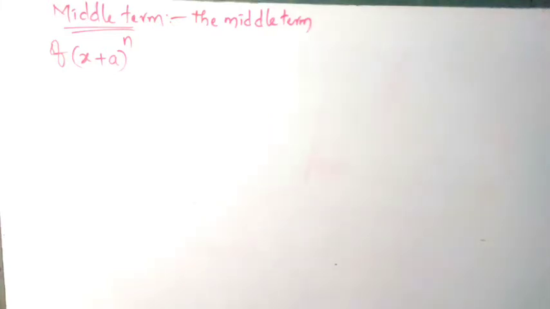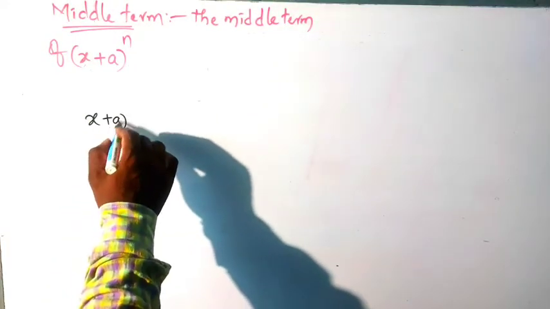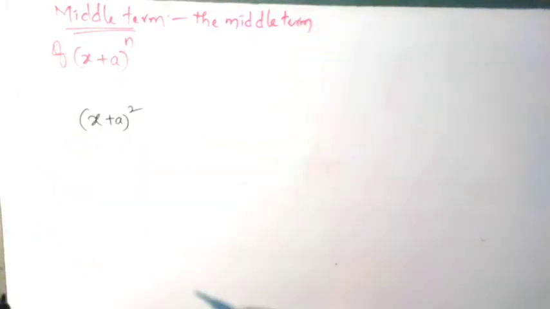The middle term of (x + a) to the power n expansion. Now the middle term of (x + a)^n depends on the value of n. See here, for example, I will take (x + a) to the power of 2. That is nothing but the (a + b) whole square form.